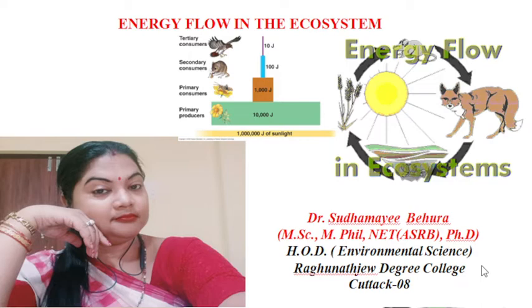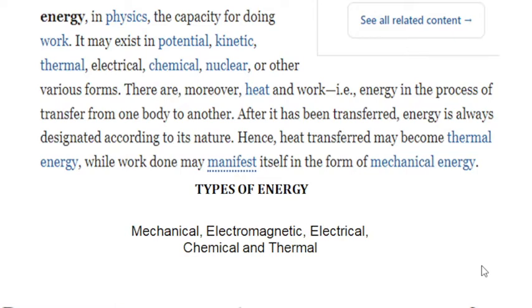Okay guys, so now we will discuss energy. Then we will see how the energy flows in the ecosystem. So what is energy? Energy is defined differently in different subjects. For example, in physics, energy is the capacity for doing work. It may exist in potential, kinetic, thermal, electrical, chemical, nuclear or other various forms.